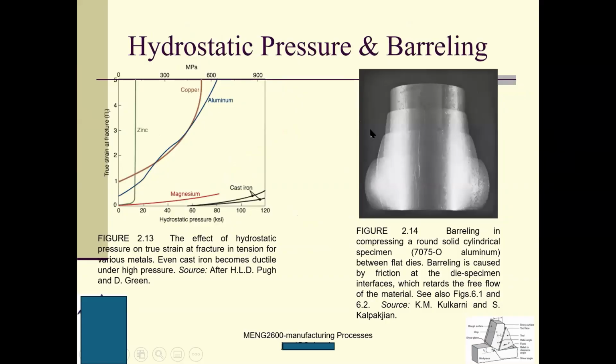Then the hydrostatic pressure. What is hydrostatic pressure? Hydrostatic pressure means that the pressure has the same value from different directions, just like in water. For this cube element, if we have the same magnitude of pressure from different directions, this is a hydrostatic pressure.